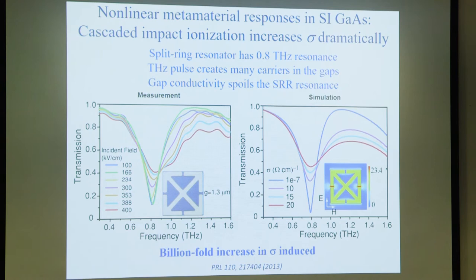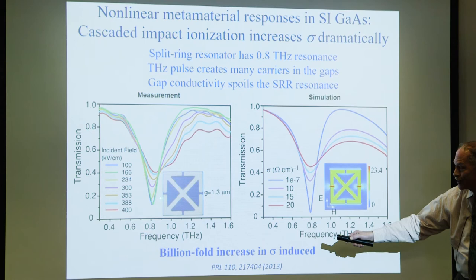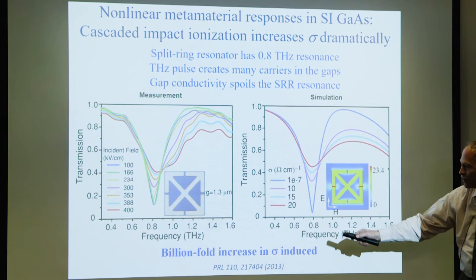So of course, it's not a very good split ring resonator anymore at that point because there's quite a lot of conduction. Instead of the electrons doing this, they're doing this, right? They don't care very much that there's a gap there, right? So the resonance gets spoiled, and this is pretty easy to model, so it's pretty easy to tell about how much the conductivity has changed.